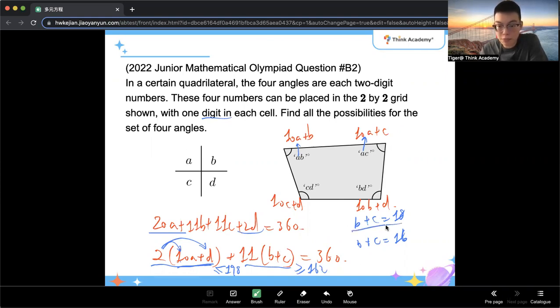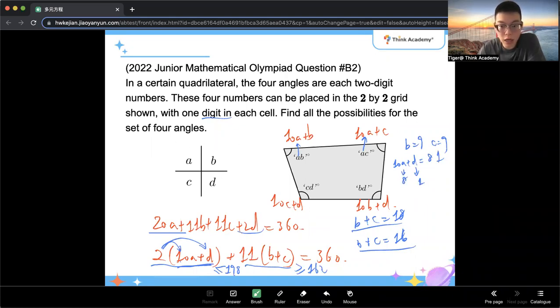So now, knowing that B adding C is either 18 or 16, we can just try to form the solutions. If B adding C is equal to 18, it means that B is 9 and C is 9. And also 11 times 18 is 198, which means 2 times of 10A adding D is 162. Which means 10A adding D is 81. Now D is going to be 1 and A is going to be 8. So we have the solution.